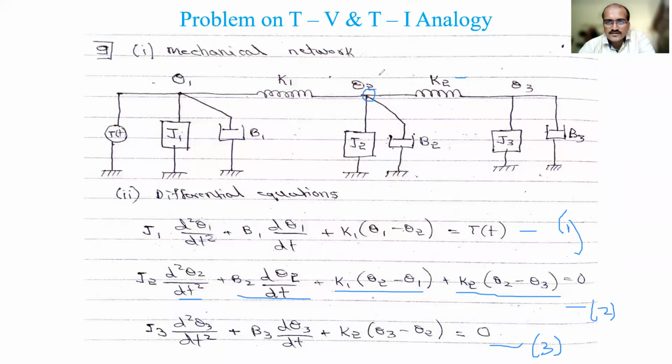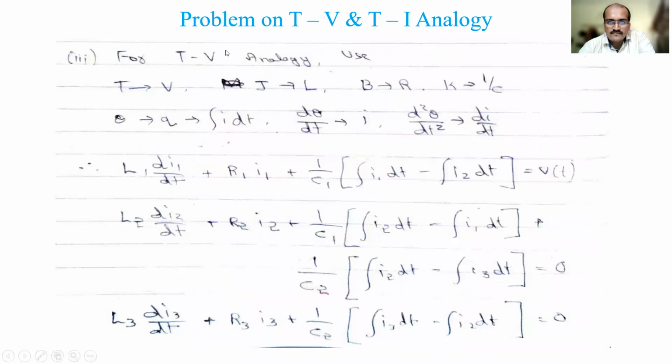Okay. So that's it for this differential equation. Now we'll go for the first analogy, the TV analogy. In the TV analogy, you replace T by V, J by L, B by R, K by 1/C, theta by integration of I dt, d theta by dt is I, and d square theta by dt square is di by dt.